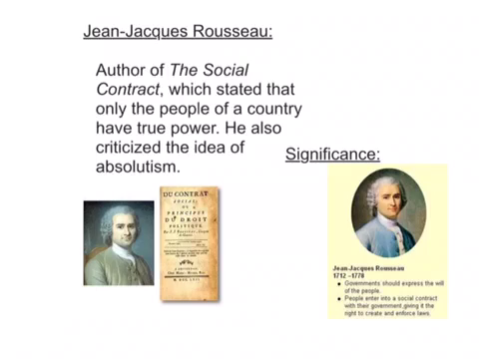Our next important person is Jean-Jacques Rousseau. He's the author of The Social Contract, which stated that only the people of a country have true power. He also criticized the idea of absolutism. His significance is that he believed that government should express the will of the people, and that people enter into a social contract with their government, giving it the right to create and enforce laws. Make sure you write this significance in the far right-hand side of your vocabulary chart.